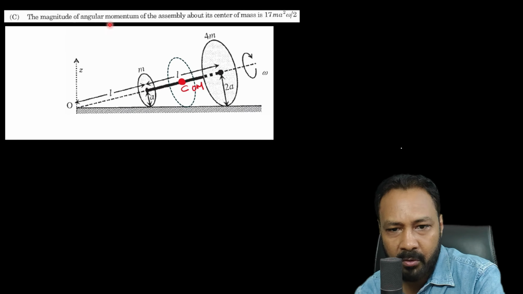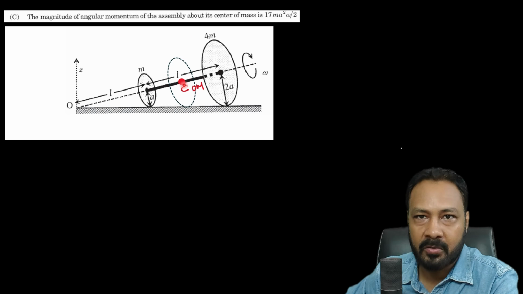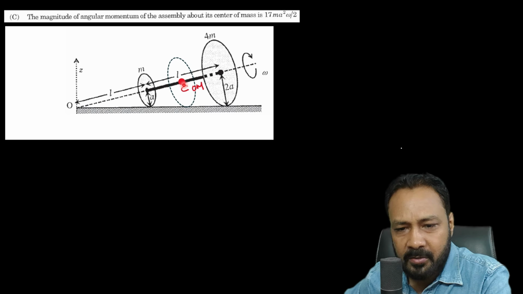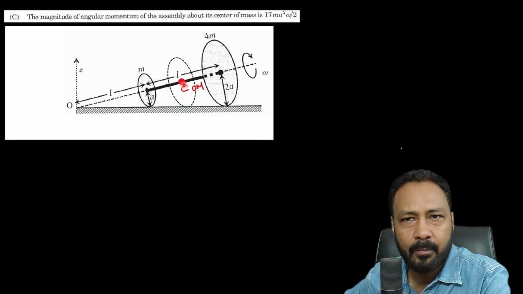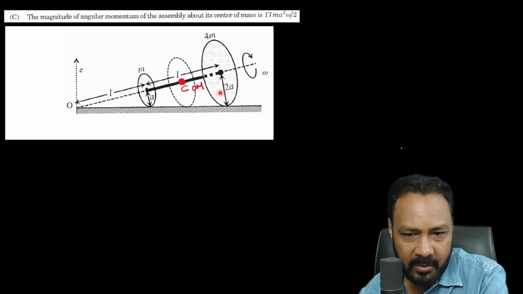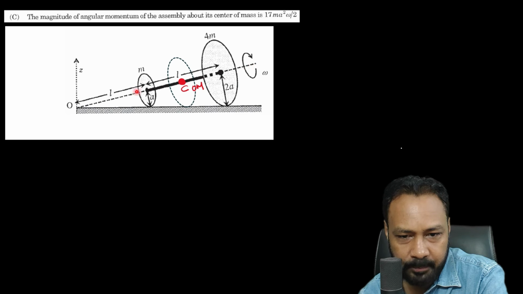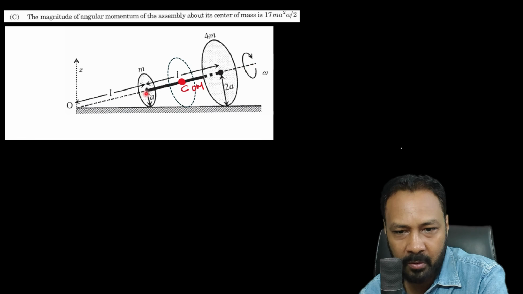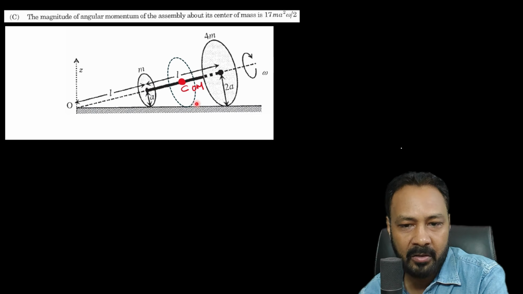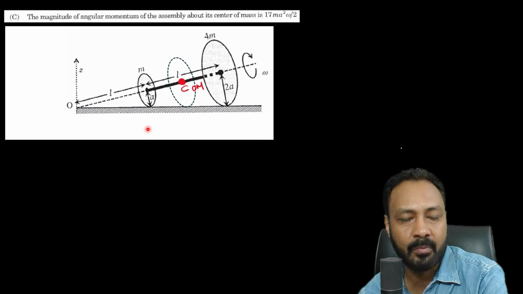Now the magnitude of angular momentum of the assembly about the center of mass. So that's what I made this video for. So now let's try to locate the principal axes. Isn't it clearly looking that about this rod, this whole assembly is symmetric, and if I take one axis like that, about this also the assembly is symmetric, and if I take this axis, about this too the assembly is symmetric.